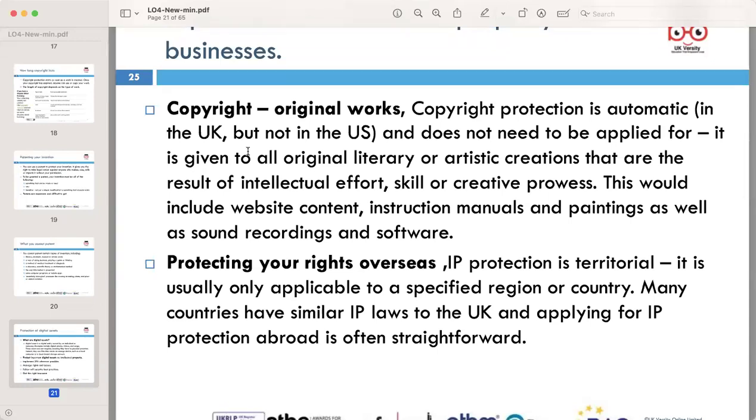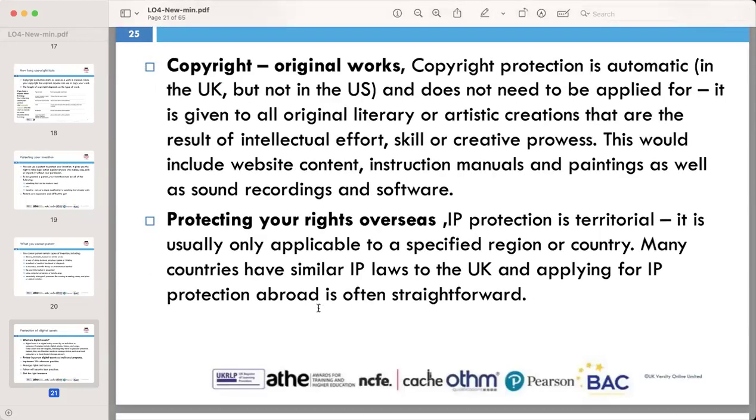Additionally, businesses should be mindful of the territorial nature of intellectual property protections, typically applicable to specified regions or countries. Obtaining intellectual property protections abroad is often straightforward, considering many countries have similar intellectual property law to the UK. I will say same or more, because most countries have common law which is same as UK law.